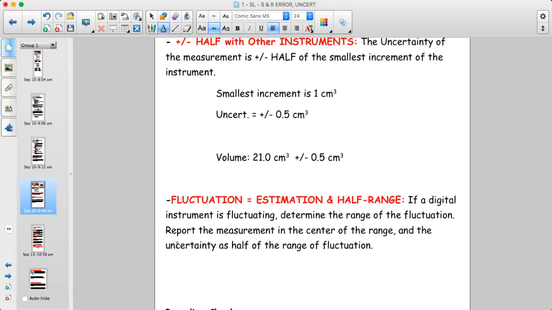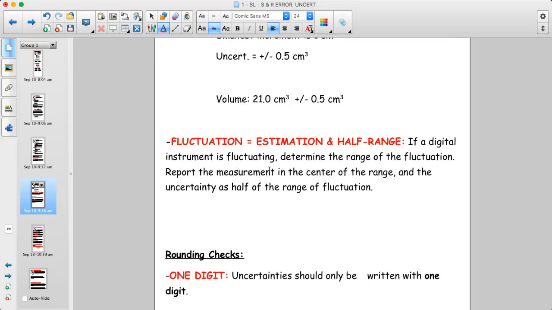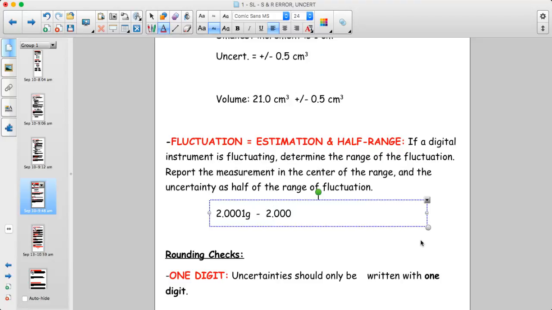If you have one of those digital instruments, and it's fluctuating, you have to just do your best, look at the range of values that it's fluctuating between, and then you can report the value as right in the middle of that range, and you can make the uncertainty half of the fluctuation. So let's say you're watching a device, we'll call it a balance, and it's fluctuating between 2.0001 grams and 2.0009 grams.